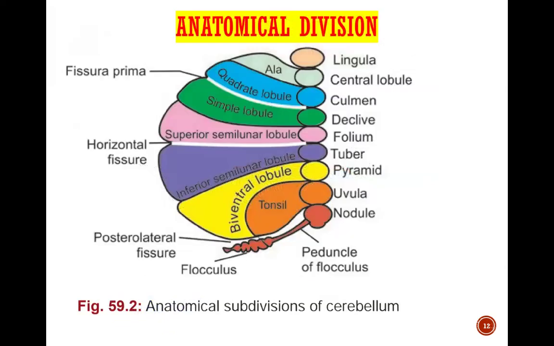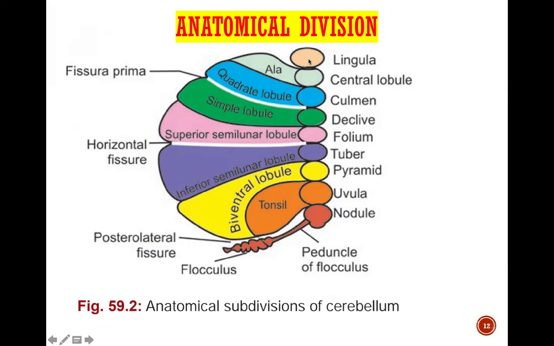Now let's discuss the division of the cerebellar hemisphere. There are basically three divisions. The first one is the anatomical division. In the anatomical division, the first thing present is the lingula, and the last thing present is the nodule. From this nodule, there is a peduncle, and the flocculus arises from that side. So this is considered the flocculonodular lobe.